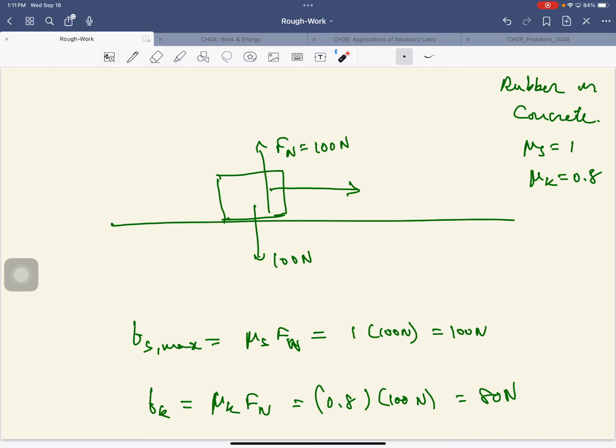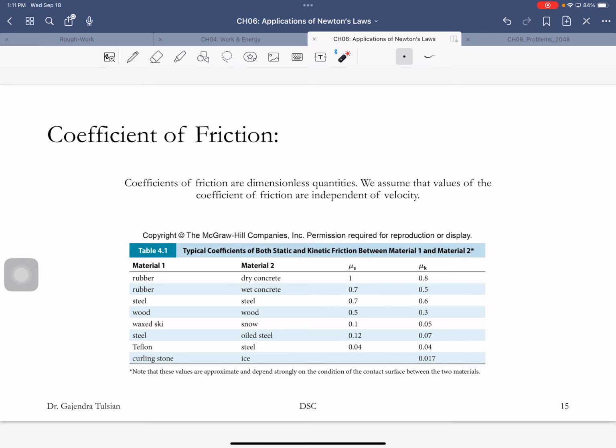All right, so that's what those numbers mean. So think of a 100 newton block sitting on this surface. For a 100 newton block of steel sitting on a steel surface, you would need 70 newtons to get it moving and 60 newtons to keep it moving. Wood on wood, 50 newtons to get it moving and 30 newtons to keep it moving.